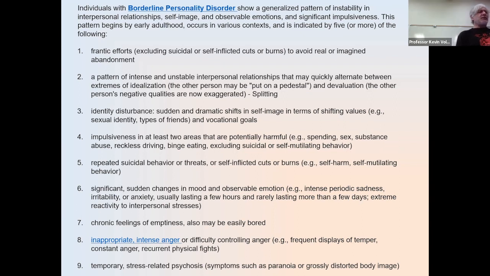Significant sudden changes of mood and observable emotion, intense periodic sadness, irritability, or anxiety, usually lasting a few hours, rarely lasting more than a few days; extreme reactivity to interpersonal stresses; chronic feelings of emptiness and boredom; inappropriate and intense anger or difficulty controlling anger; and temporary stress-related psychosis sometimes, with symptoms such as paranoia and grossly distorted body image.